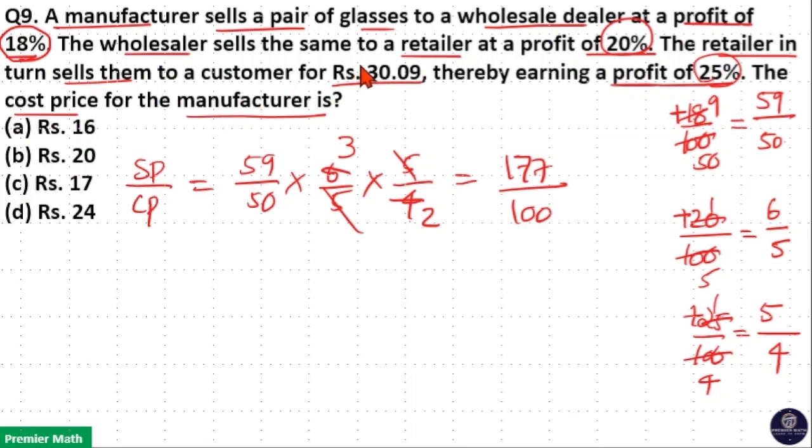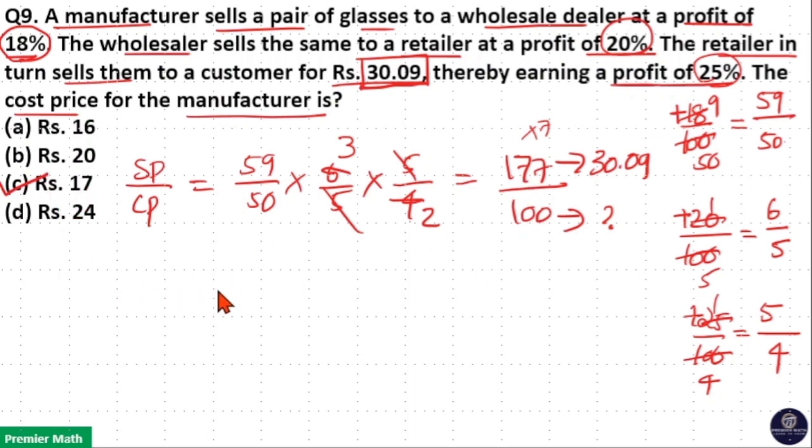And here sell price is given as rupees 30.09. So this 177 part is 30.09. Then we need to find out the cost price, that is 100 part. Here you can see in the answers there is no decimal point. So here unit digit is 7, here unit digit is 9. So 7 multiplied with 7 will give unit digit 9. That means option C is your answer. That is 100 part is rupees 70.